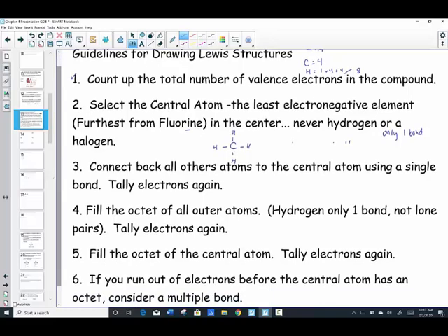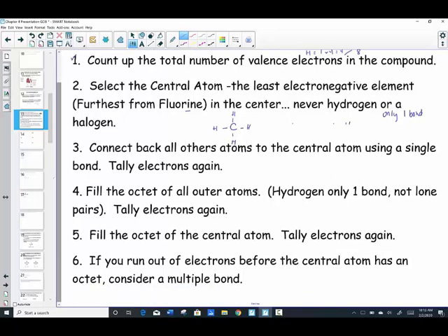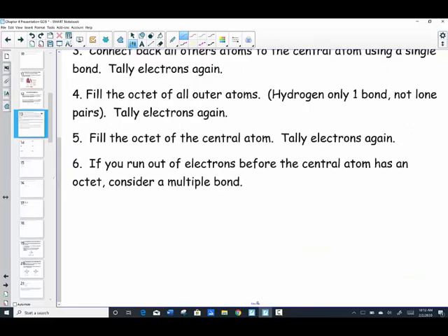After we connect back to the central atom, we're going to fill the octet of all of those outer atoms, again tallying the electrons. If we run out to fill the central atom, we consider a double bond or a multiple bond. And I wanted to do some examples with you just so that you can look at these rules and actually employ them. The first one we did was methane, CH4. But let me go through that step by step again.